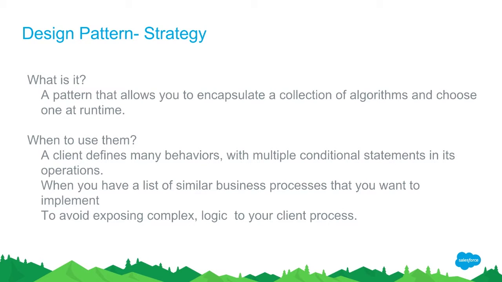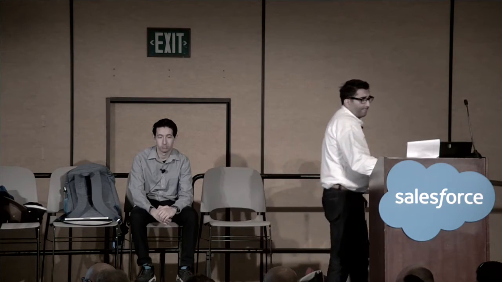Another use case is when you have a lot of similar business processes that you want to implement. So we have a list of behaviors here, which are different lead assignment algorithms, and we want to use them across the board. Right now there's three, but we're adding more public groups, and it's easy to understand that each group will have its own process. And finally, when we want to avoid exposing complex logic to the client process. What we had in our first version of the code was a tightly wound, tightly coupled method. We want to avoid that. Okay, so let's take a look at the code.